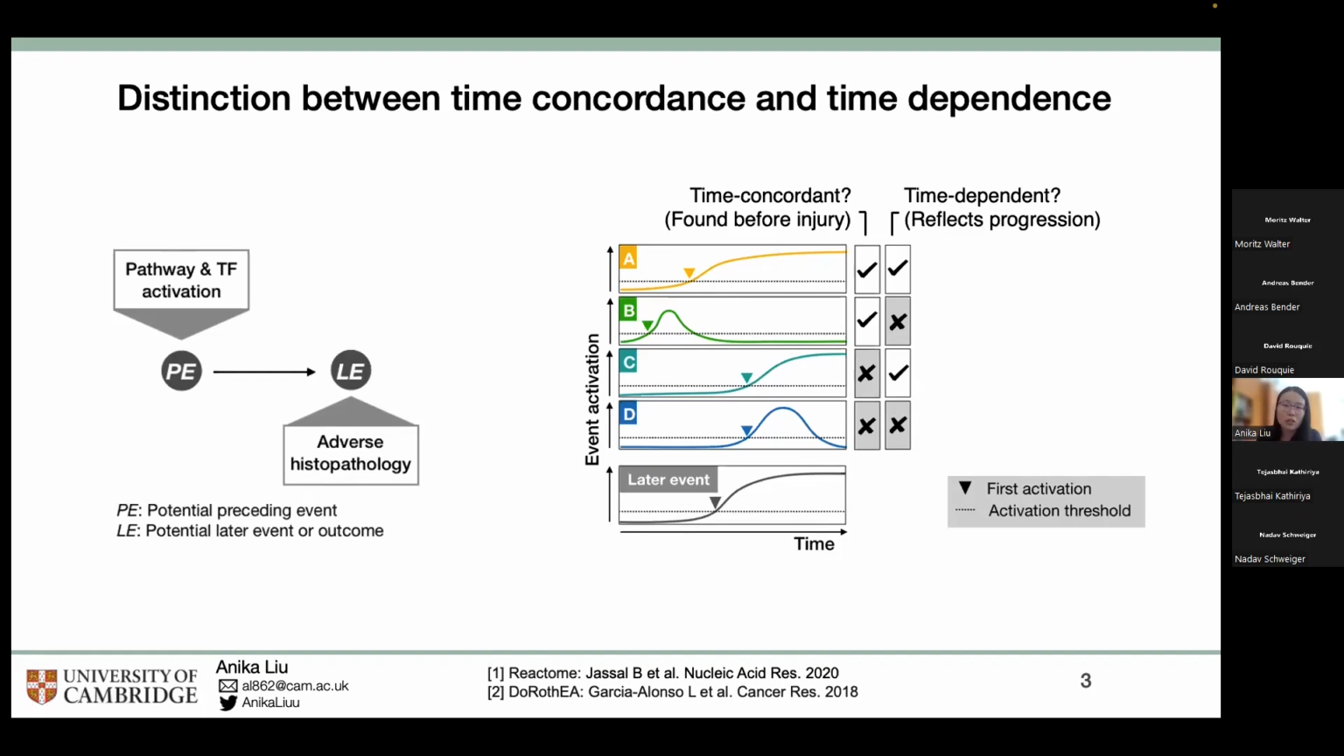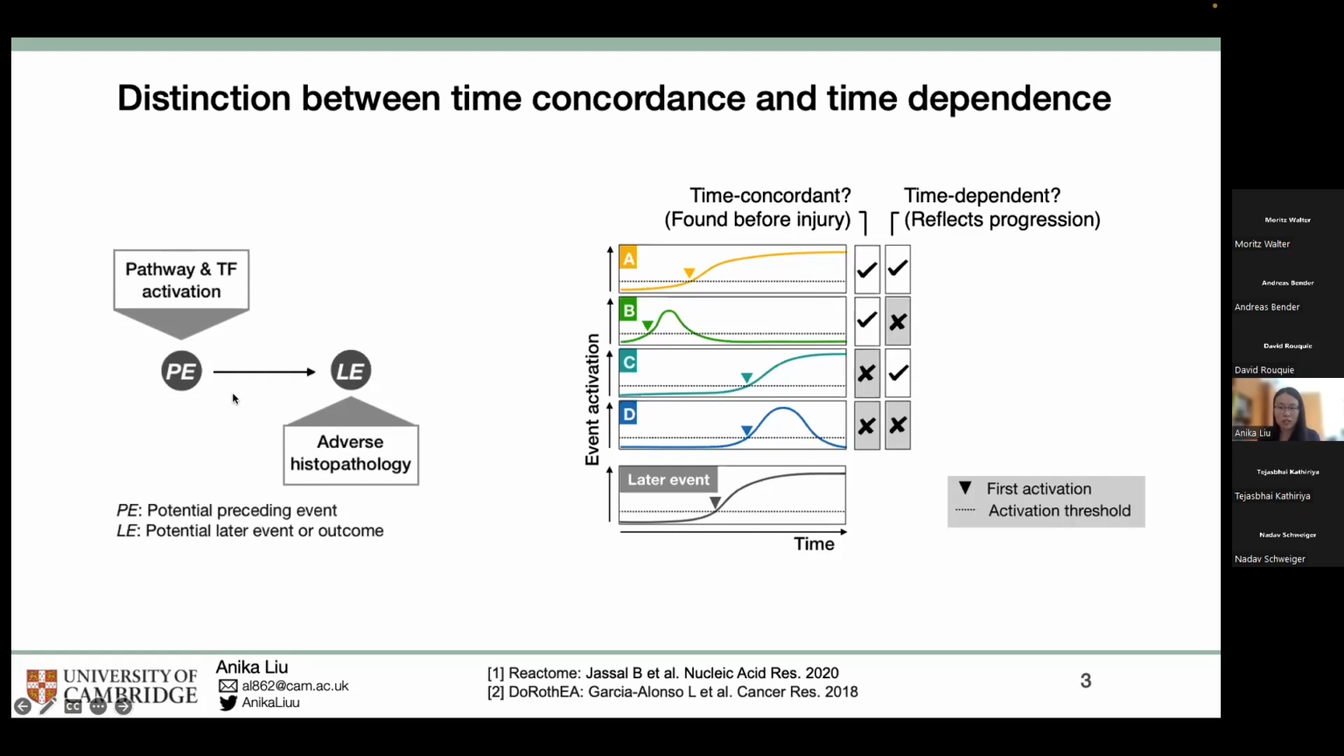In contrast to that, time-dependent events are those which are correlated with the later event or with time, which here is A and C. And this is also what studies so far have rather focused on. From a practical angle, time concordant events are those which are potentially causal because they're found before the injury, while time-dependent ones are potentially good biomarkers because they reflect the progression and can potentially help to monitor the severity of injury, for example.